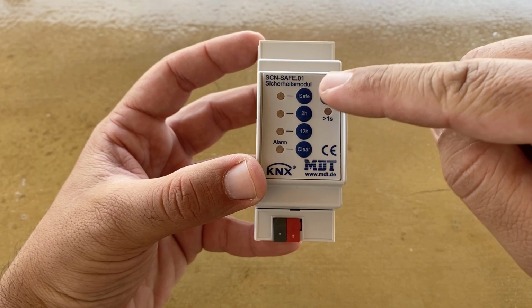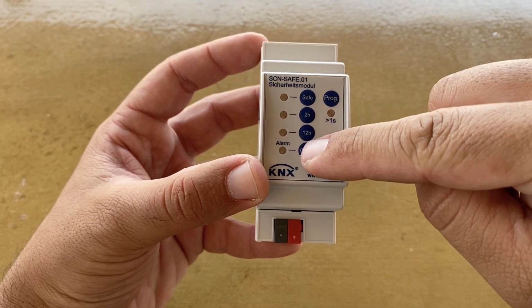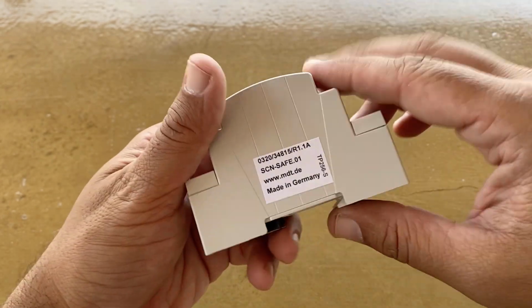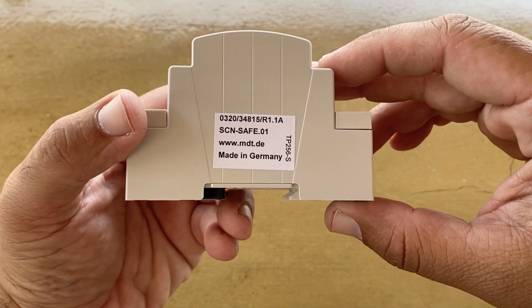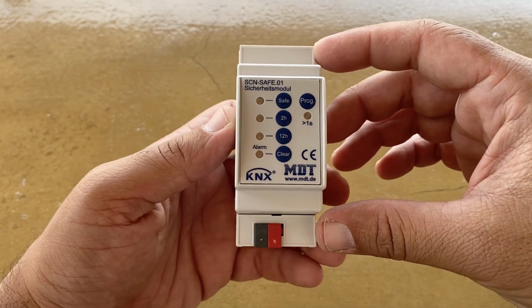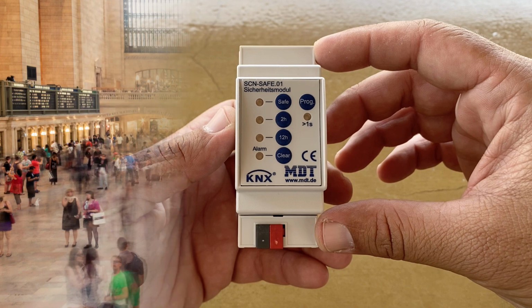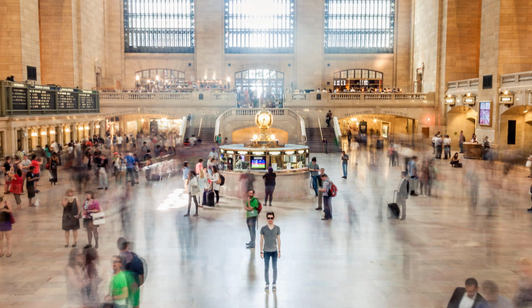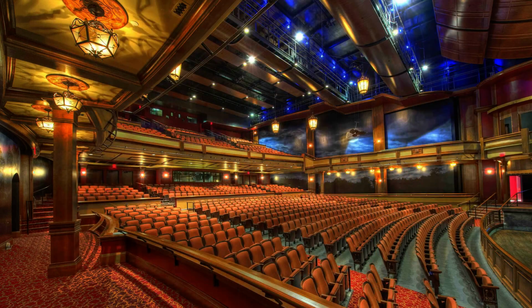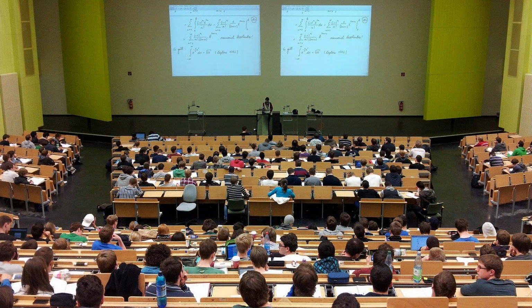The deactivation of the safety function is possible depending on the safety level via the control buttons on the device and or with the safety password via Telegram. Safety module can monitor up to 100 KNX devices cyclically. Safety module is very useful when KNX devices are accessible by guests, for example in hotels, apartments, public buildings like schools, gym, etc.